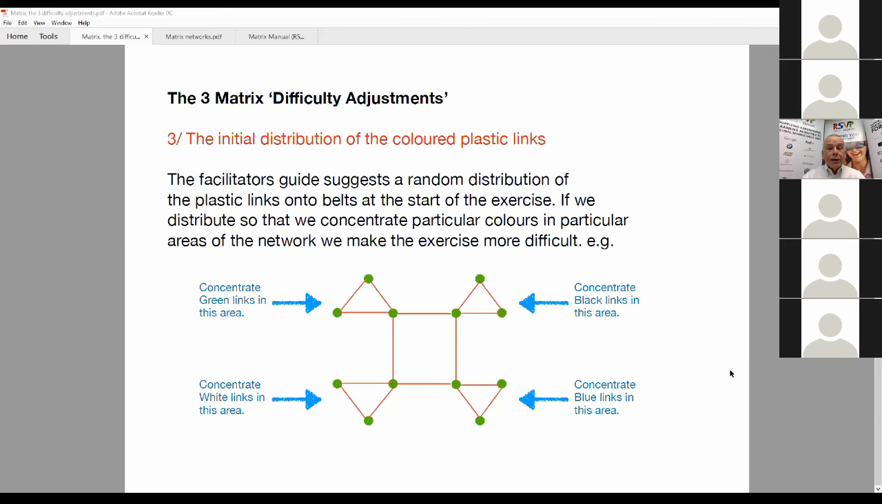So by concentrating, what we do is up the difficulty levels. Now, what I wouldn't do is saturate the area, so put all of the green in one area, all of the white in another area, etc. Just put a bit of a concentration, so that I'd guess about half of the links in any one area of your network are a particular colour. If you saturate it with one colour, it becomes a real trial to negotiate the number of transactions you need to go through.